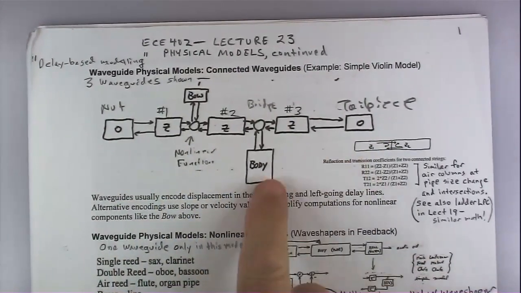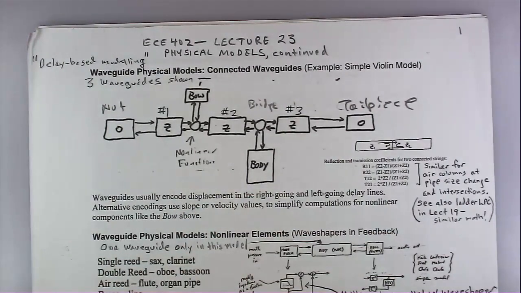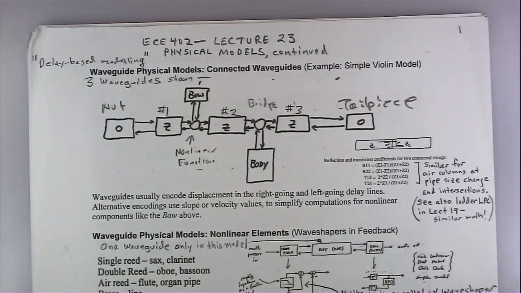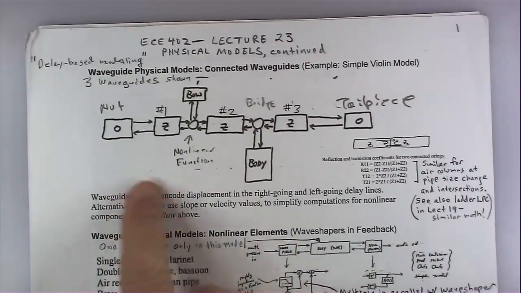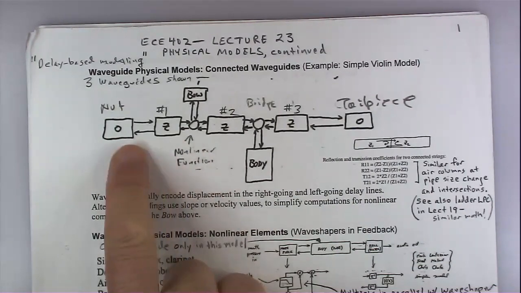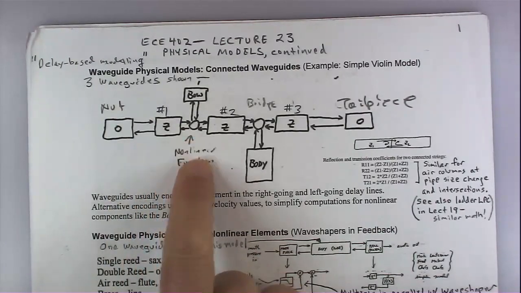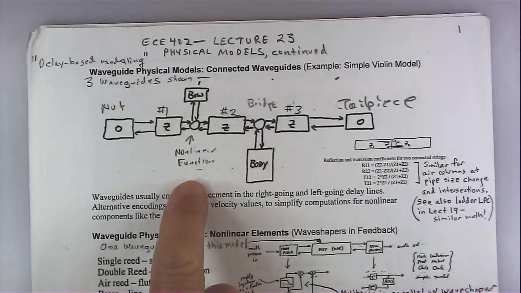Okay. So, waveguide physical models. There are more complicated models. This is a really simple, but still more complicated model than we did before, because unlike the pluck example I did last class, this doesn't just have one waveguide. So this is a simple violin model. The idea is here, this is the nut, the one end of the string away from the player. And then there's the string, a delay line for the string. Then there's an interface with a bow, which is a nonlinear function.